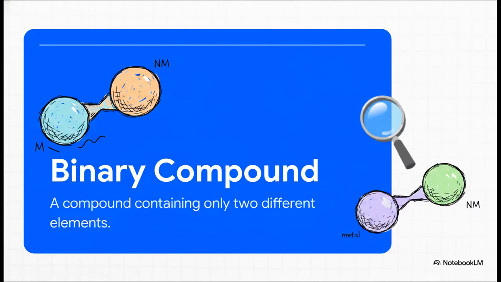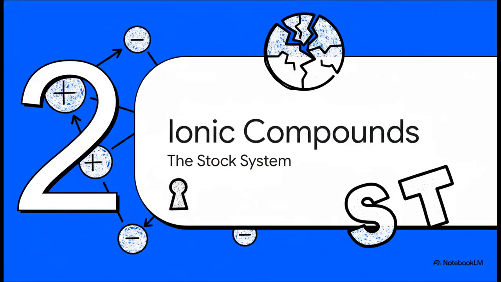But before we get into the really complex stuff, let's establish our baseline. If a substance contains only two different elements, then it's known as a binary compound. This is literally the simplest place to start our translation. Whether it's a metal reacting with a nonmetal or two nonmetals just bonding together, binary compounds form the absolute root of our naming logic. Moving right along to Section 2, ionic compounds and the stock system.